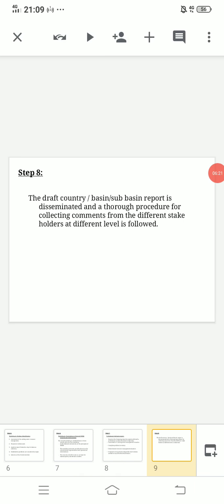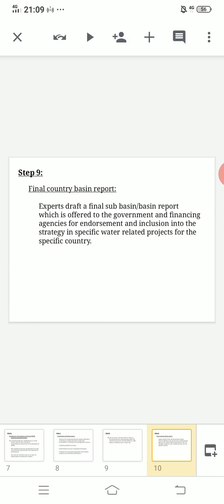Step 8. The draft country or basin or sub-basin report is disseminated, and a thorough procedure for collecting comments from the different stakeholders at different levels is followed in step 8. In step 9, the final country basin report is drafted.